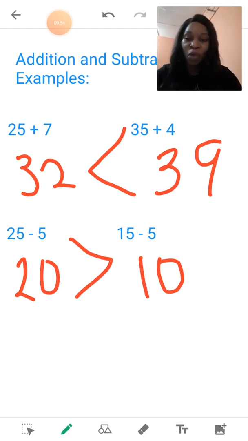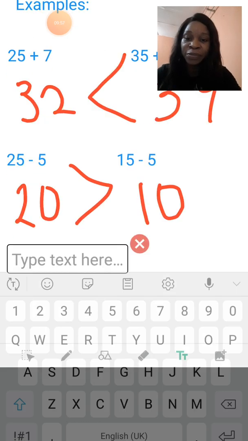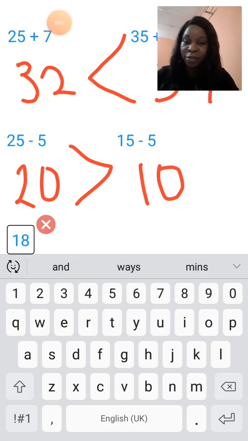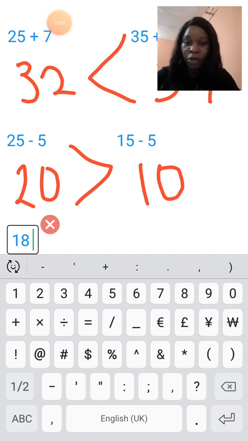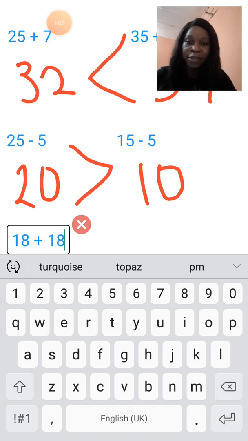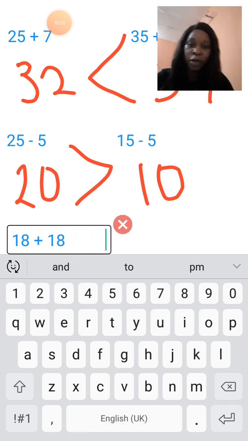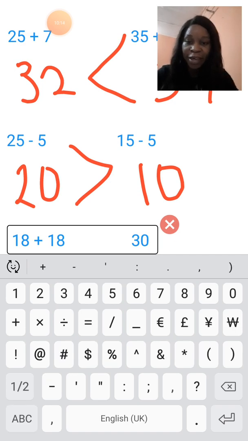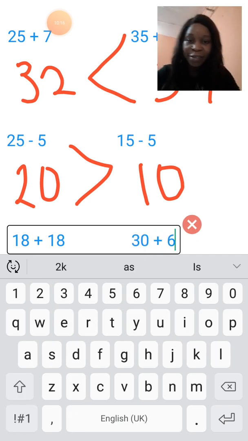What about another question? If we have 18 plus 18, and 30 plus 6.